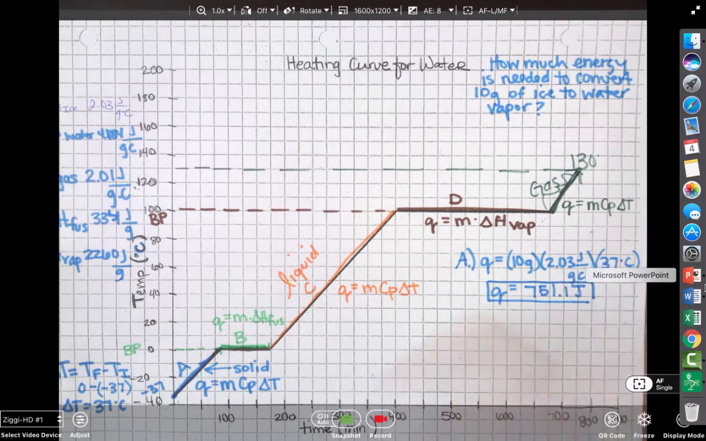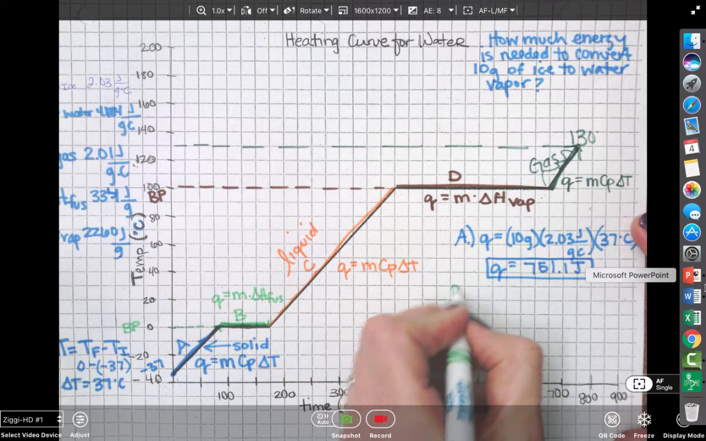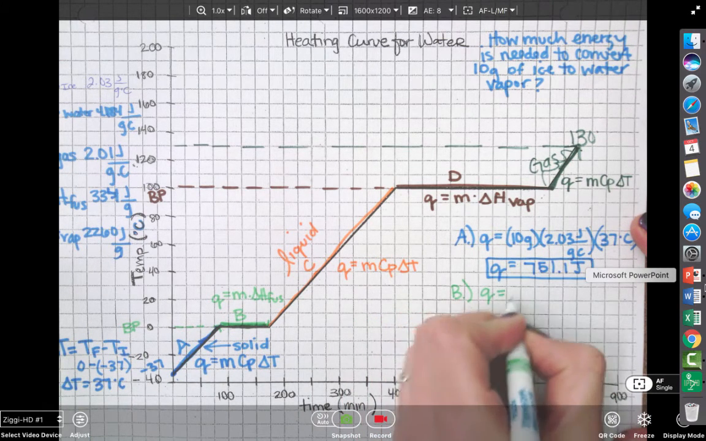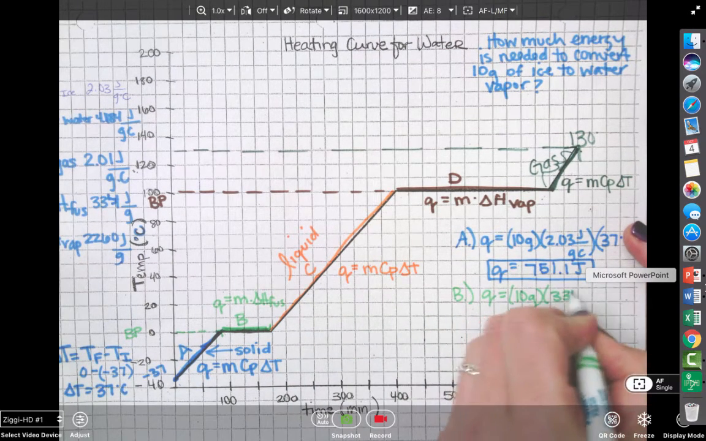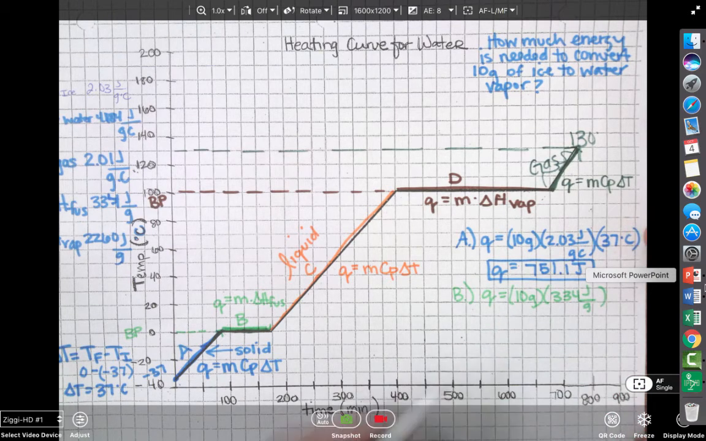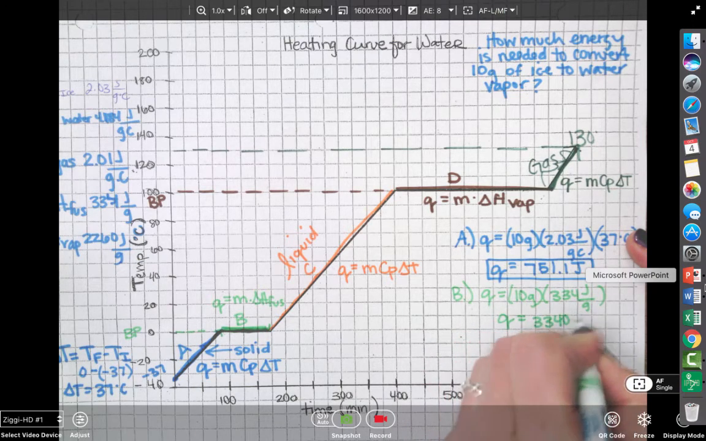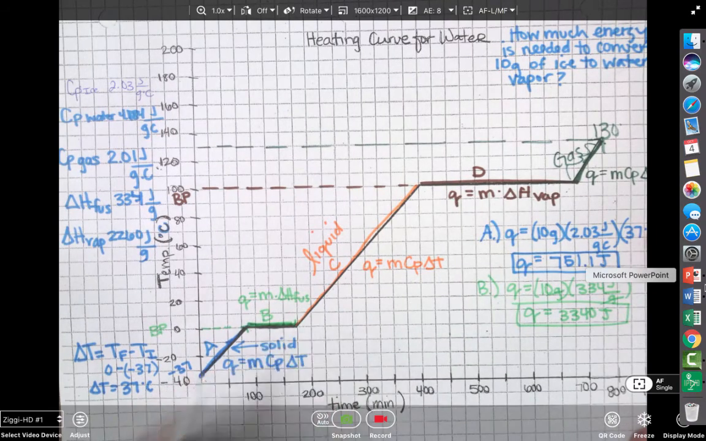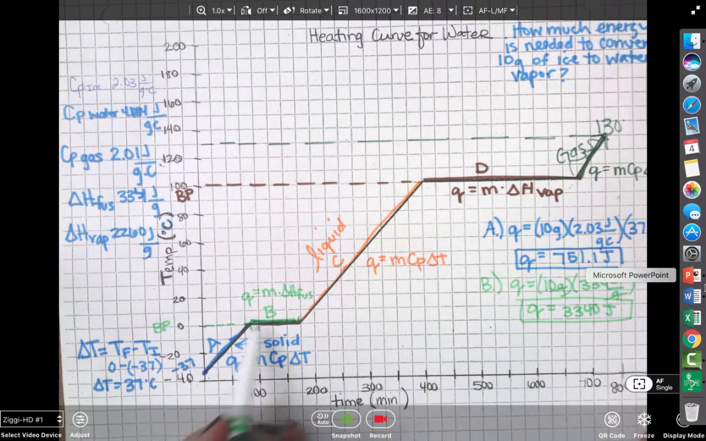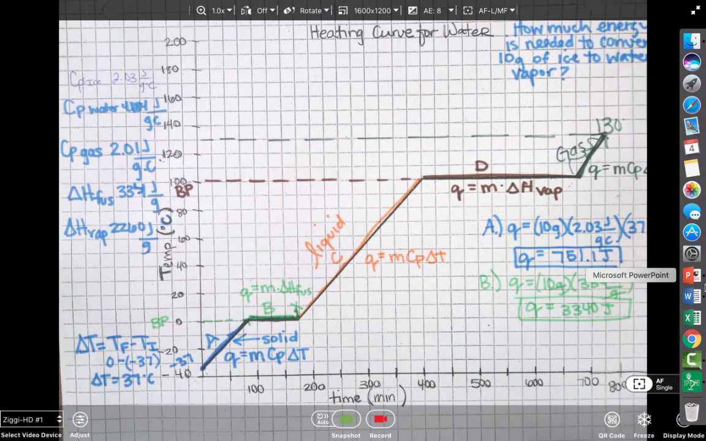The second segment, my green line, I don't have a delta T, so I can't use the specific heat equation, but I can use the heat of fusion equation, which is Q equals the mass, which is 10 grams of the substance, times delta H of fusion, which is 334 joules divided by grams. Well, we've already done that calculation. We know that Q equals 3,340 joules because the grams cancel out. So that's how much energy it takes to get from here to here. And what that means is all of my ice, once it reaches this point right here, will be liquid. So I will not have any more ice left.